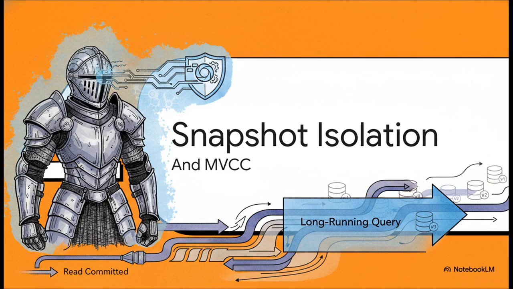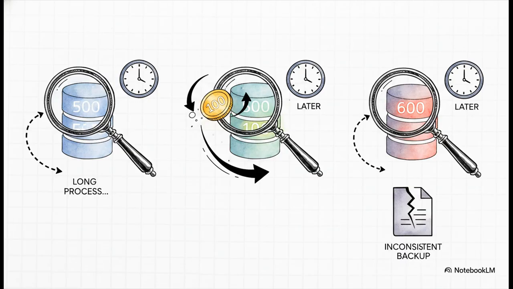Section 4. Snapshot Isolation and MVCC. So read committed is awesome, but it's got a massive blind spot when it comes to long-running queries, which means we need an upgrade to our Level 2 armor, Snapshot Isolation. To understand why, check out this bug called read skew, sometimes called a non-repeatable read.